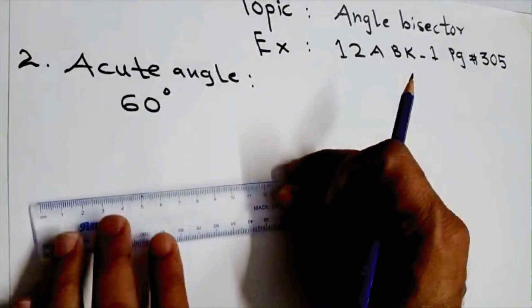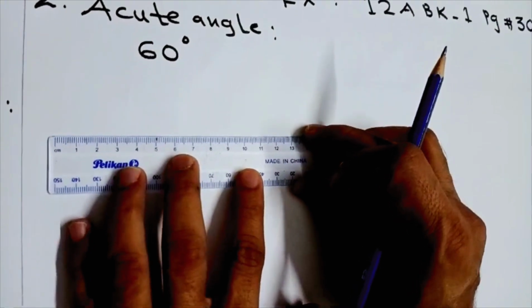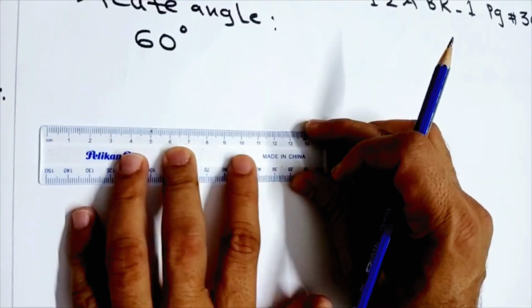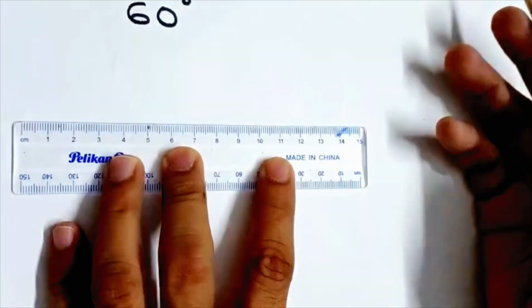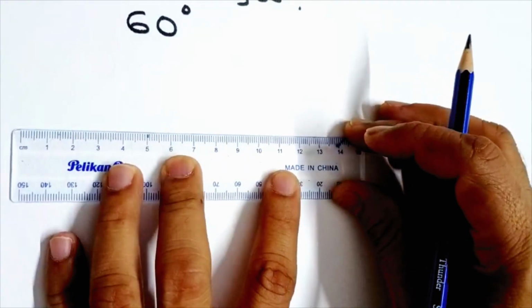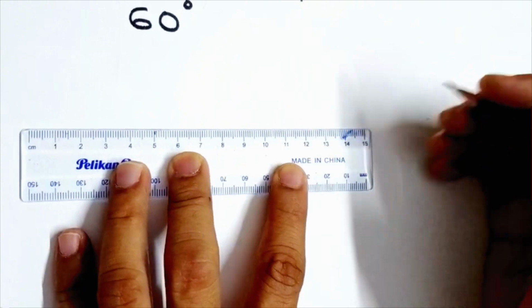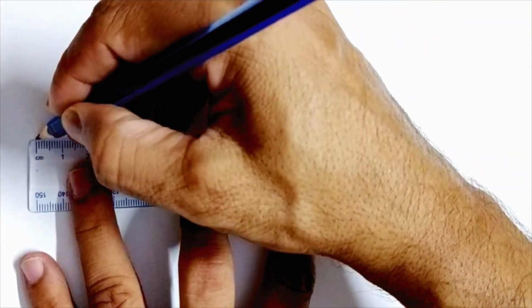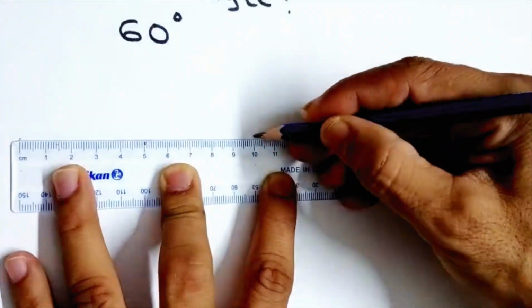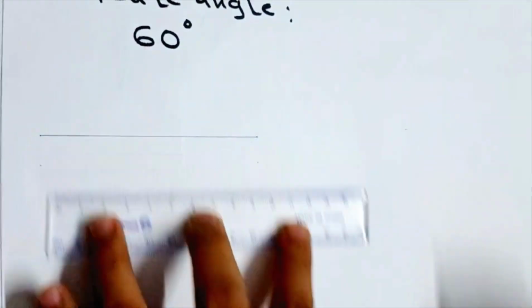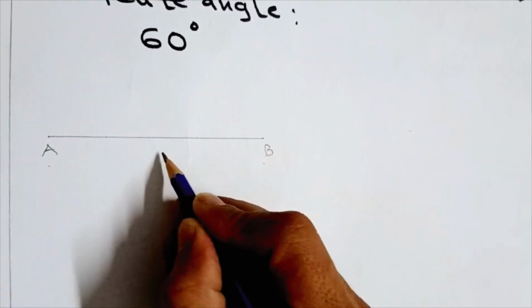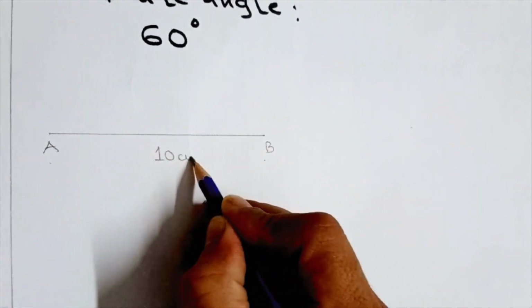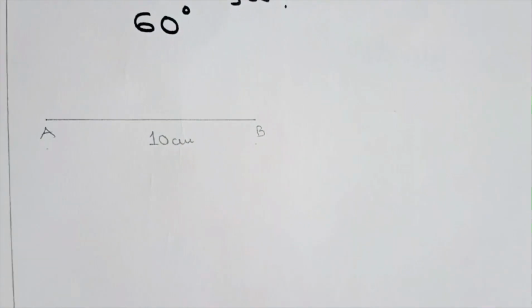The first step is to make a line segment of your choice. I am taking 8 cm or 10. You can take 8 or 10, up to you. Right now I am marking 2 points. The first point is here, point A, and this is point B. So I am joining them with a straight line. This is A and this is B. I am giving its measurement as well, 10 cm.